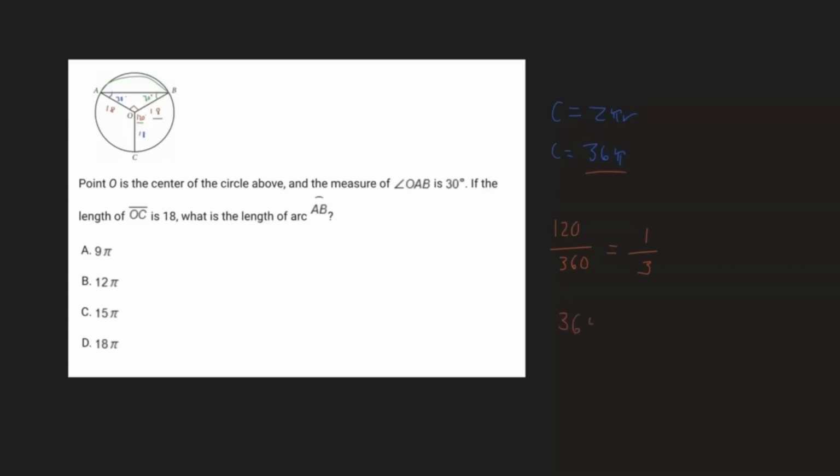So 36 pi, let's just divide this by 3, because we know that this angle represents 1/3 of it. We can just do 36 over 3, which is 12, and keep the pi, so we don't have to simplify it completely. Our final answer here is 12 pi, and it does match up with answer choice B, and therefore that is our answer.